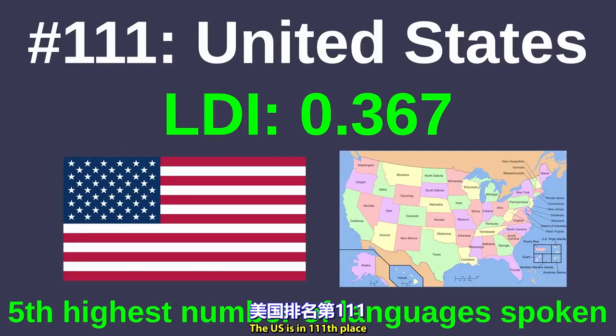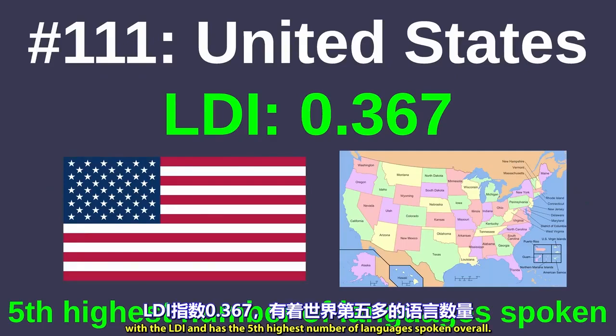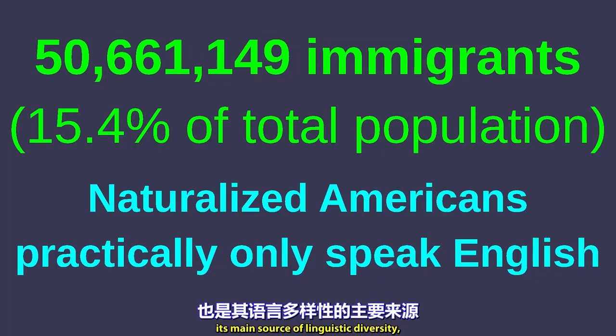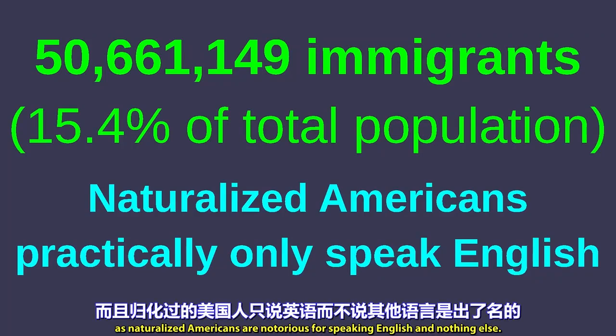The US is in 111th place with the LDI, and has the 5th highest number of languages spoken overall. It's of course the poster child for the genocide and erasure of indigenous language and culture, while also having the highest population of immigrants in the entire world, its main source of linguistic diversity, as naturalized Americans are notorious for speaking English and nothing else.